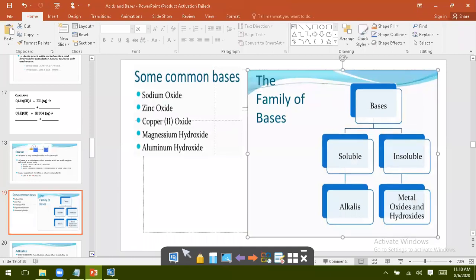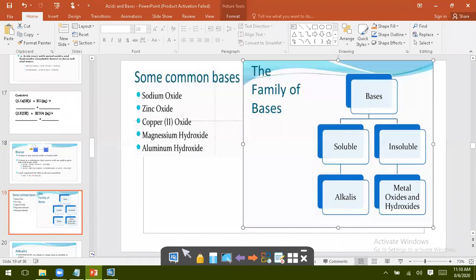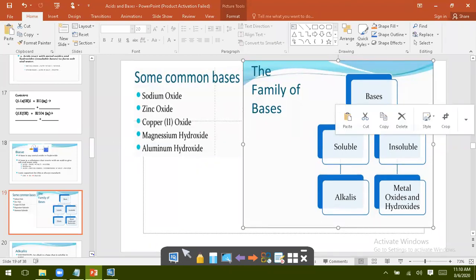The family of bases, there are two types. We have soluble bases and insoluble bases. Soluble bases, we know they are called alkalis. Insoluble bases are mostly metal oxides and hydroxides.